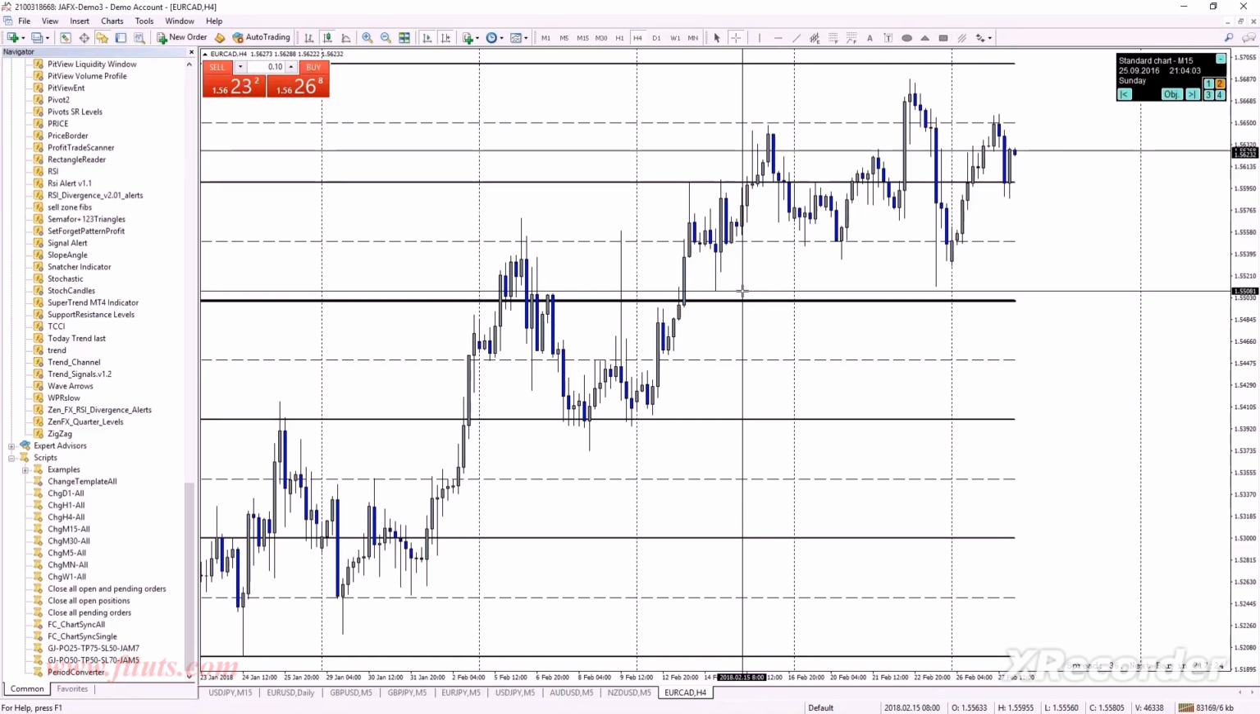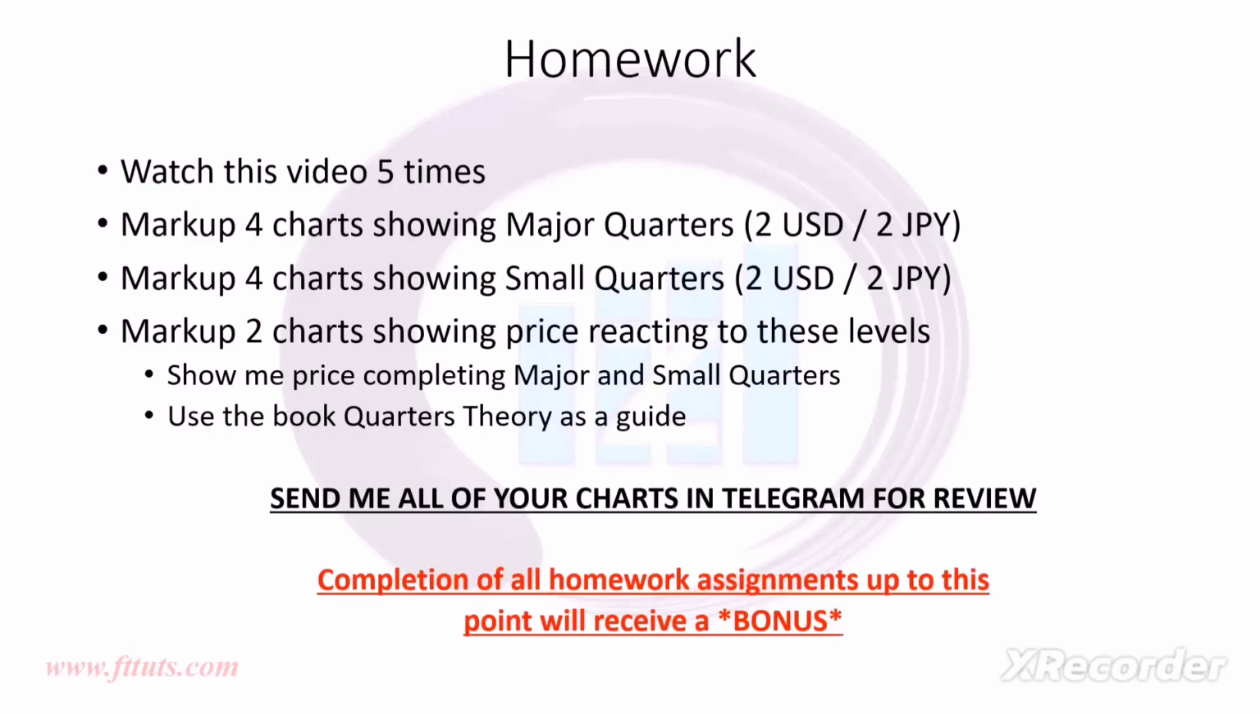I will send that to you directly in your Telegram channel once you have completed all the homework assignments up to this point, and I have to give you the thumbs up and say that they're done correctly. Once you have done that, I will send you that bonus indicator as a gold star for having completed up to this point.